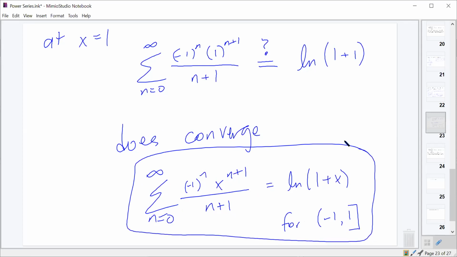So I know I told you to memorize the one for 1 over 1 minus x. Well, memorize the one for natural log of 1 plus x also. That's the second one you're going to need to just sort of know. Good or not good?